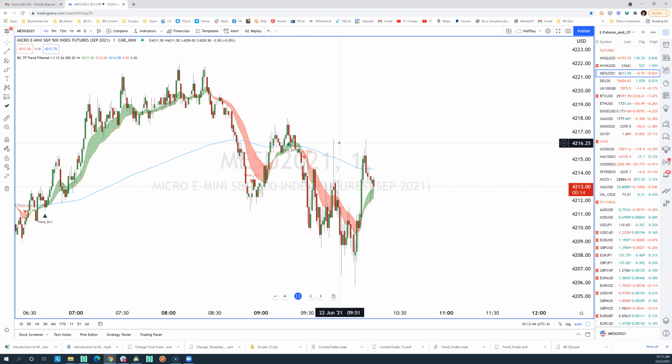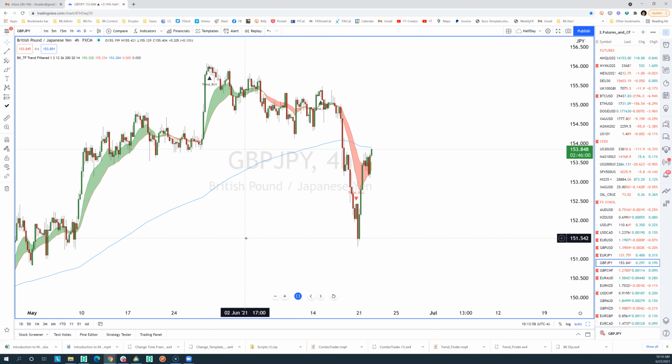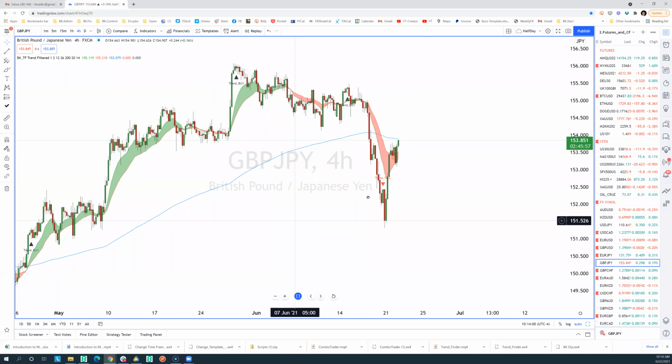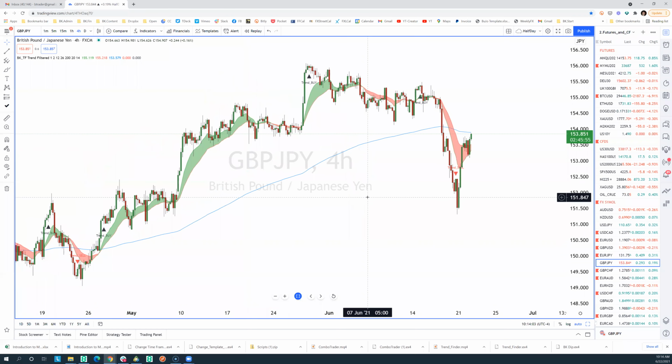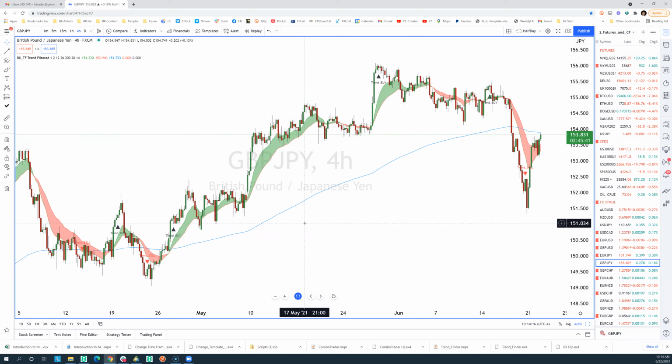Everybody understands that well. Okay, somebody was asking me about the 4-hour chart. 4-hour chart is a great chart, absolutely wonderful chart. Let's look at pound yen 4-hour chart. It takes a long time to get anything working on the 4-hour chart. In this case, pound yen is interesting, and this is a really, really good example.